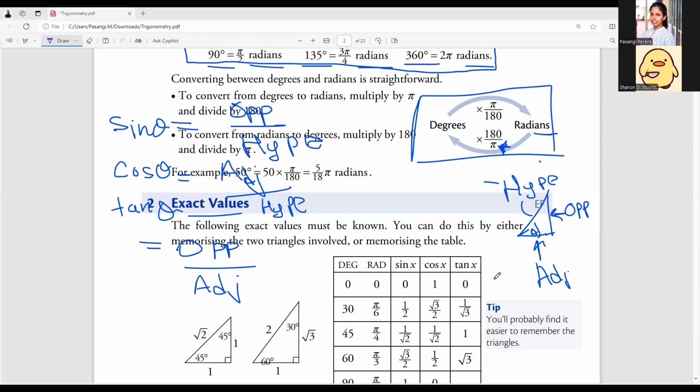So here what we have, this one is that. So I ask you to just write all these three basic ratios with this triangle. That is what we have for the sine, cos, tan.